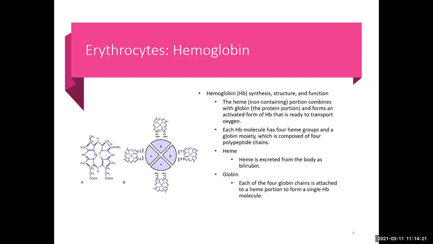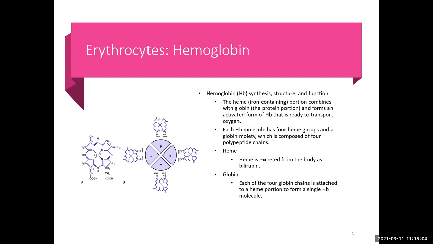So the heme molecule itself, the hemoglobin synthesis, structure and function. The heme, which is the iron-containing portion, combines with globin, the protein portion, and forms an active form of hemoglobin that is ready to transport oxygen. Now, I'm not requiring you to understand this. When you get to hematology, most of you are in it, then you'll study this in a little bit more detail, but I just want you to be familiar that there is a hemoglobin molecule, and that hemoglobin molecule requires four heme groups, which is this group right here depicted in A.